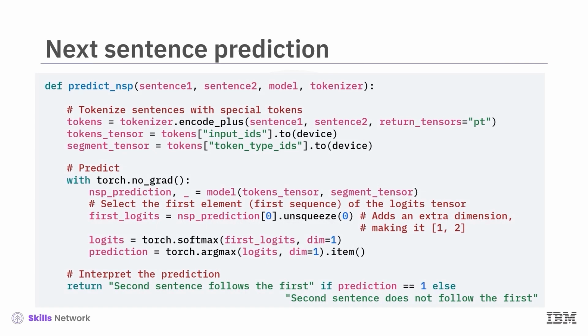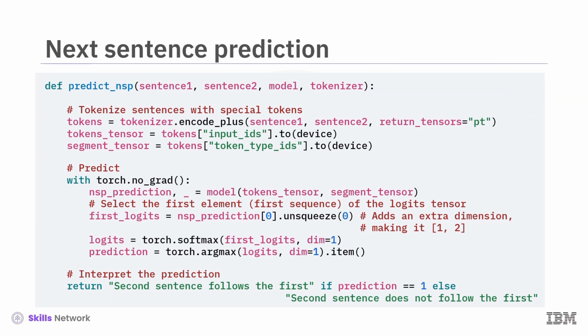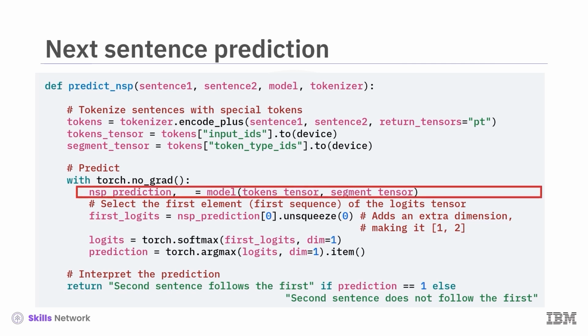Now let's check how the models perform. For this, define a function called predictNSP, which predicts whether a second sentence follows the first sentence using a pre-trained BERT model. The function takes two sentences, a BERT model and a tokenizer as inputs. The function tokenizes the input sentences using the tokenizer.encode_plus method, which returns a dictionary of tokenized inputs. The tokenized inputs are then converted into tensors and moved to the appropriate device for processing. The BERT model is used to make predictions by passing the token and segment tensors as input.